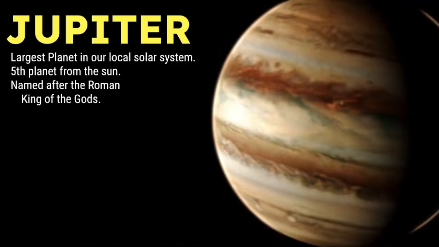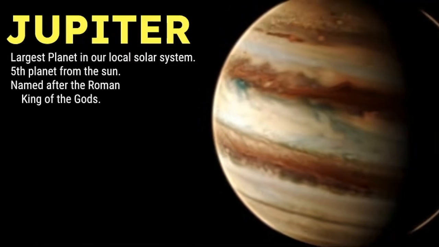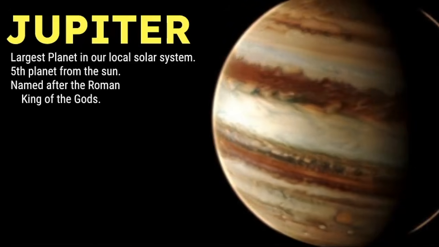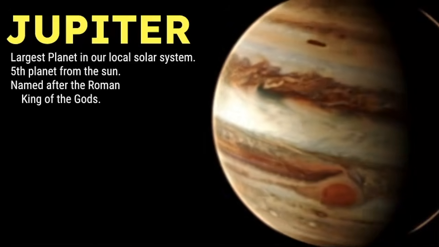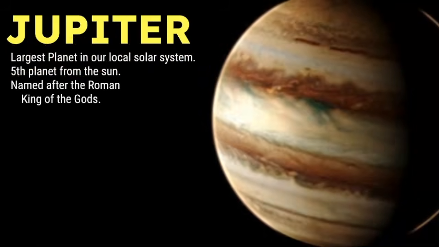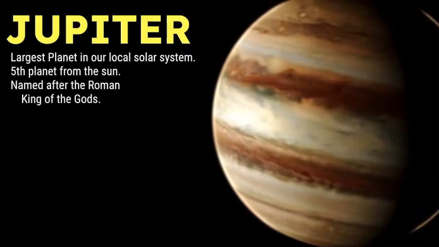Now we're moving on to the gas giants, the ones that are at least visible in the night sky. And one of my favorites to learn about is Jupiter. Jupiter is the largest planet in our local solar system. It's fifth from the sun, and it was named after the Roman king of the gods.